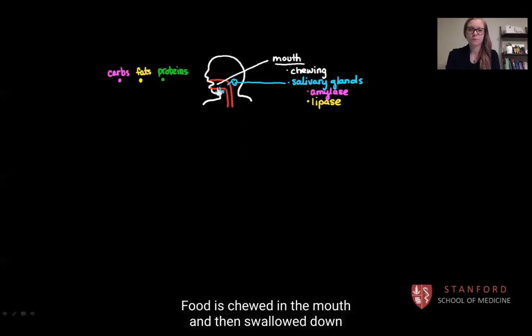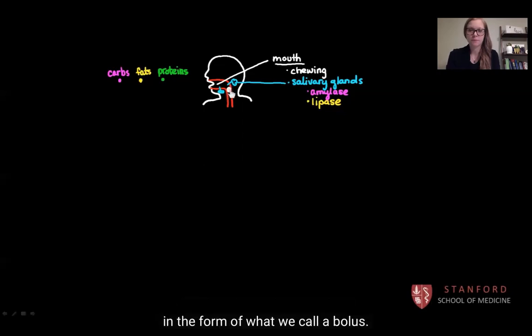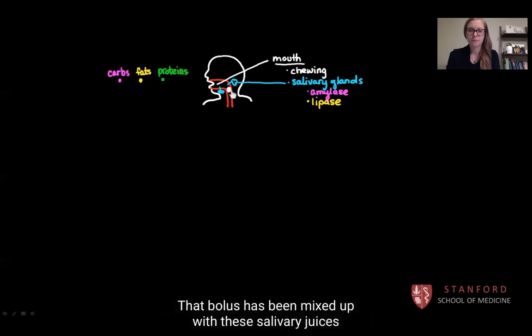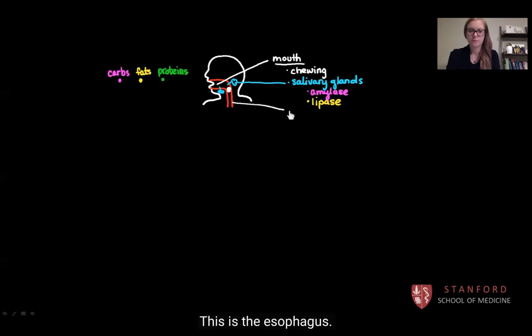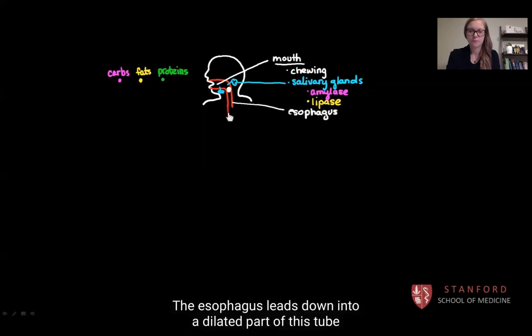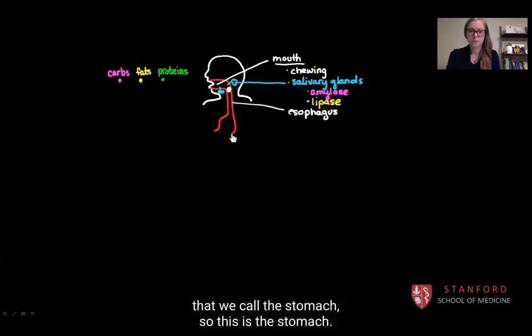So food is chewed in the mouth and then swallowed down in the form of what we call a bolus. And that bolus has been mixed up with the salivary juices or the salivary enzymes. And it passes down a tube called the esophagus. This is the esophagus. And the esophagus leads down into a dilated part of this tube that we call the stomach. So this is the stomach.